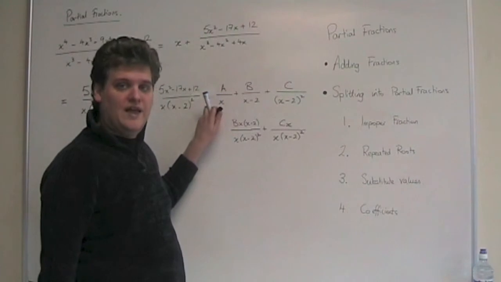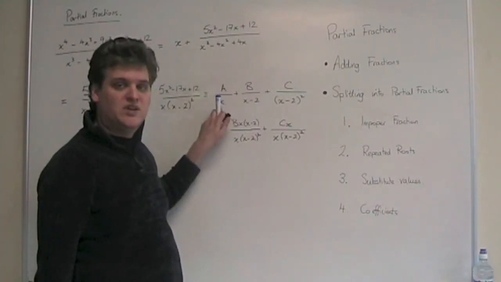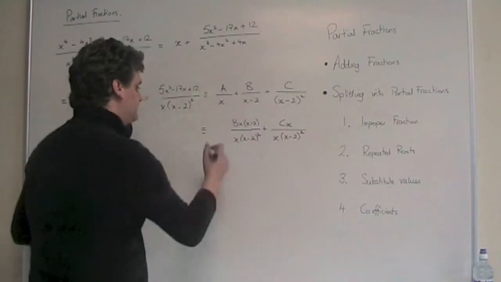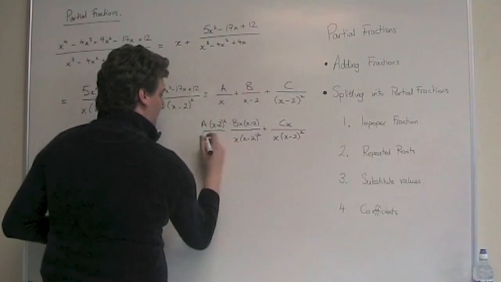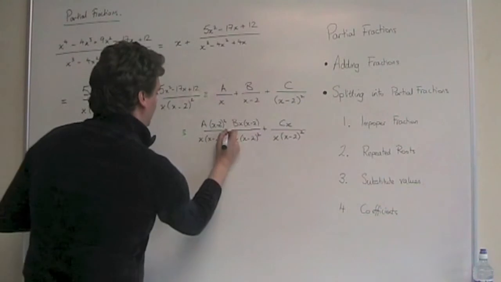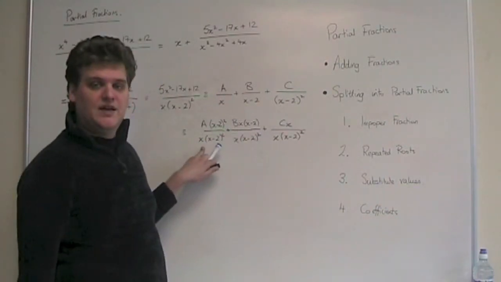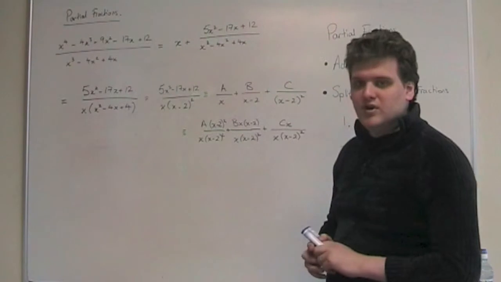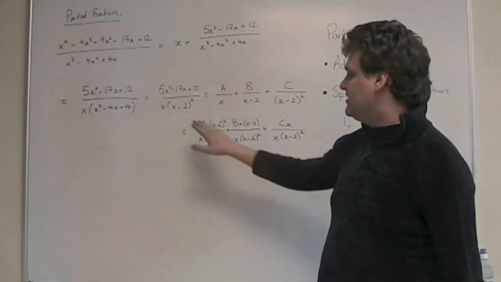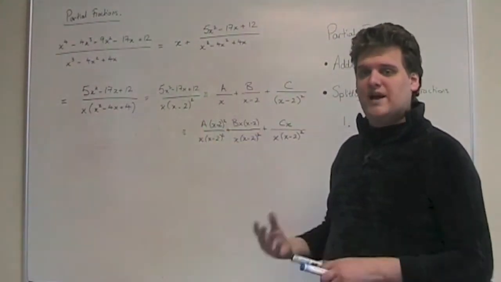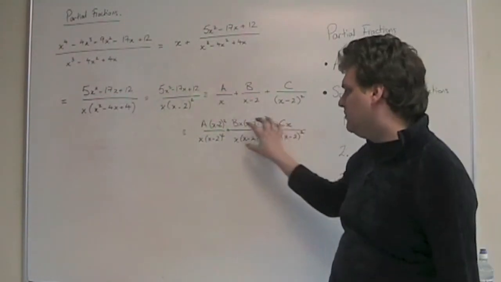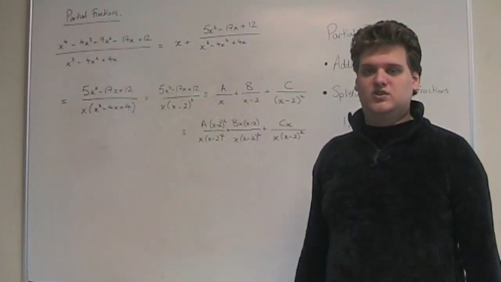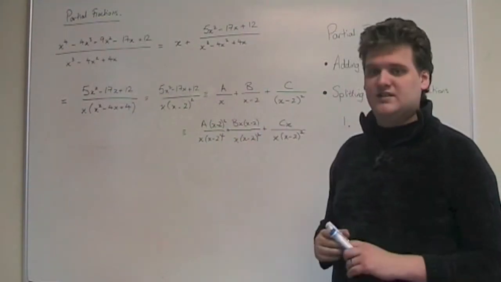Now finally, for your a term, if you like, we have a over x. We need to multiply that by x minus 2 squared. And we get this final term here. Now if you notice, the denominators here are all the same as the denominator there. So it doesn't now matter. We can now just look at the numerators and make sure they add up together, because we can combine this effectively into one fraction.